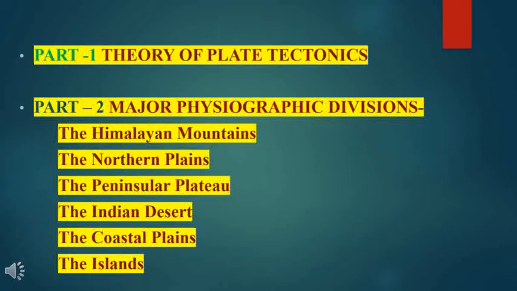In part 2, we will start with the major physiographic divisions like the Himalayan mountains, the northern plains, the peninsular plateau, the Indian desert, the coastal plains and the islands. These all 6 physical features make India different from other countries. So, let's get started with part 1, theory of plate tectonics.